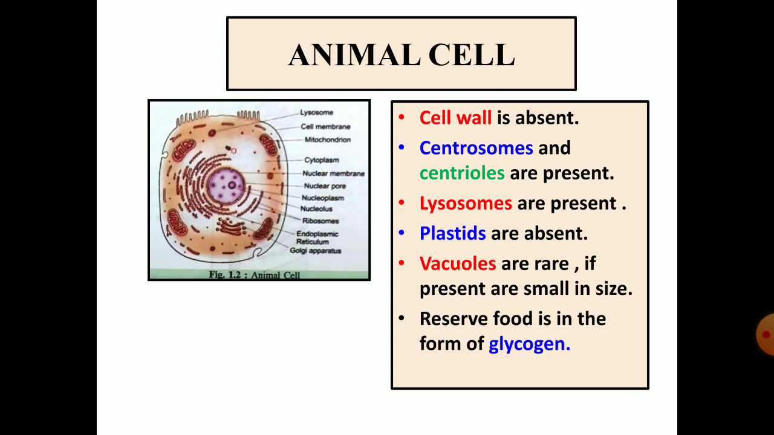Animal cell. Animal cell does not have a cell wall, that is, the cell wall is absent. Centrosomes and centrioles are present. They are characteristic features of animal cell. Lysosomes are present. Plastids are absent. Vacuoles, if present, are small in size. And of course, the reserve food material in animal cell is glycogen.